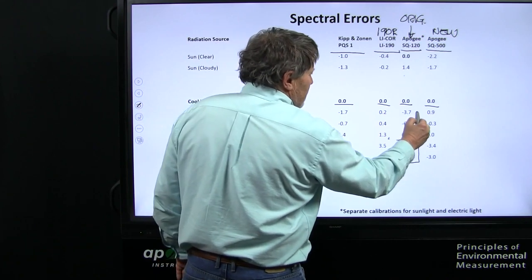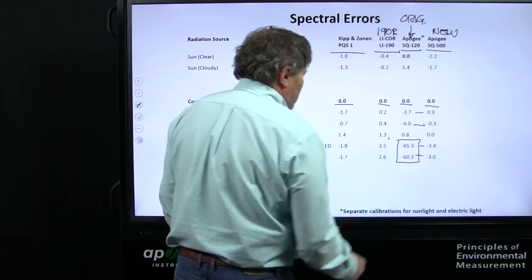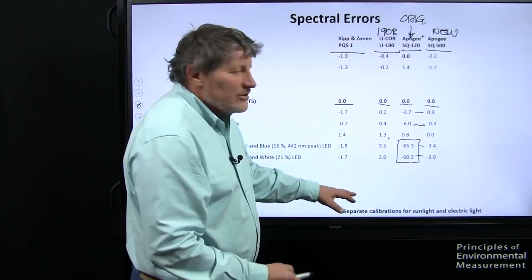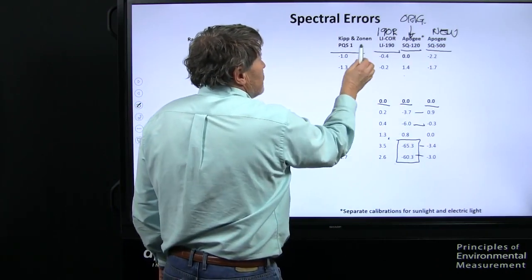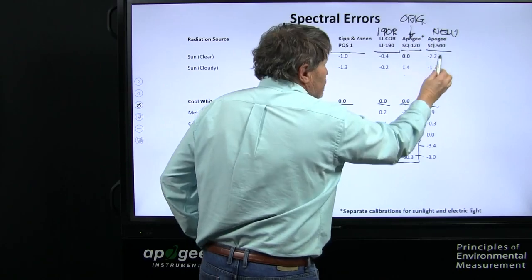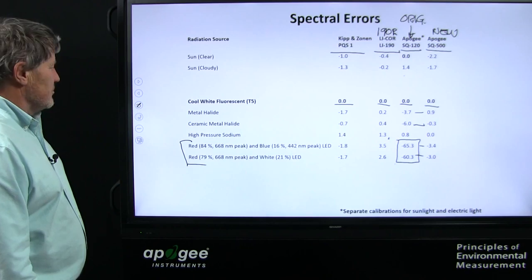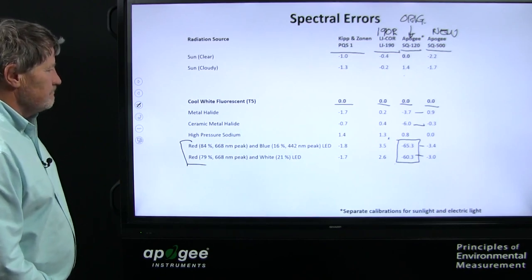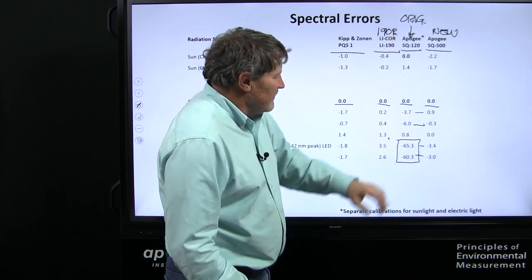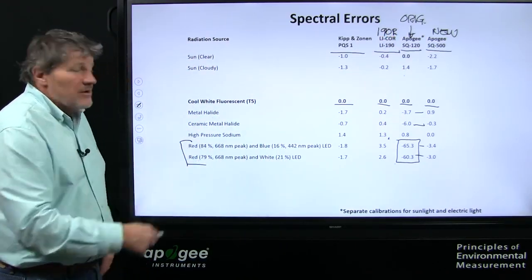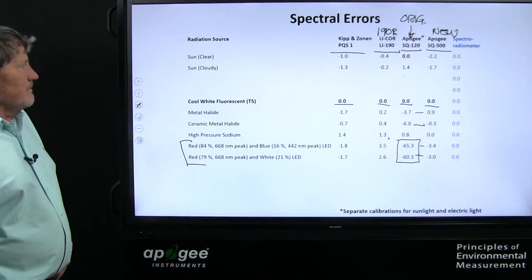Metal halide is a little better. High pressure sodium is better, but these errors here in particular are small. If you take a close look at this and pause this video and study it, you can see that the errors between Kipp & Zonen and LI-COR and the full spectrum Apogee are all really small under all of these different types of light sources. This one has an asterisk because it has separate calibrations for sun and electric lights. That's explained on the Apogee website. All right, let's take a look at the next slide here.